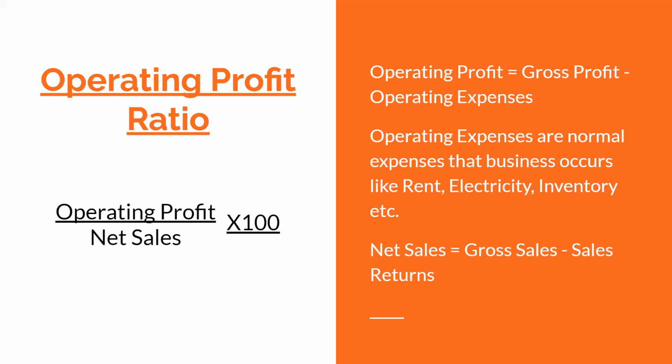Now you will have operating profit of 2000 minus 500, that is 1500, and your net sales are same as 10,000. So if you are calculating operating profit ratio, where operating profit divided by net sales is equal to 1500 divided by 10,000, so you will get a operating profit ratio of 15%.